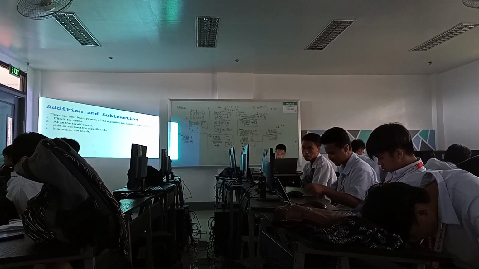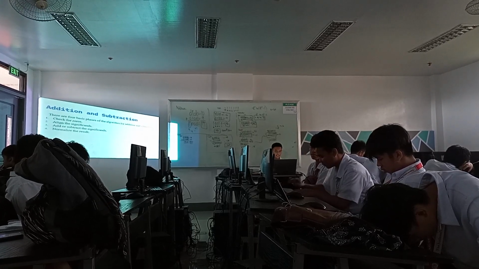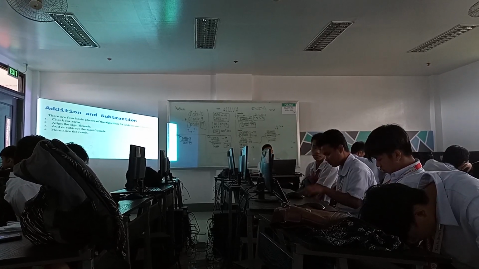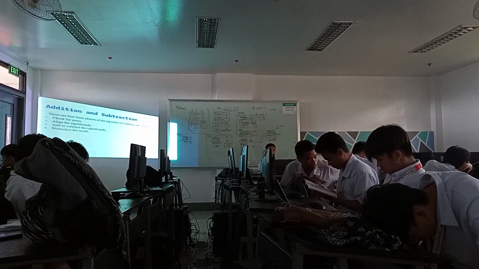Phase 2: significand alignment. The next phase is to manipulate the numbers so that the two exponents are equal.